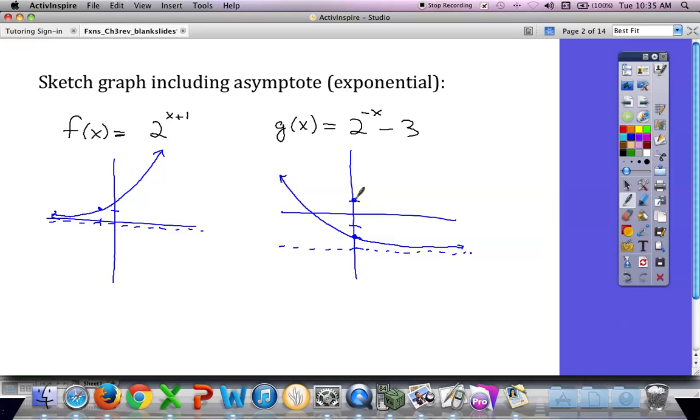It's always 1. Just think, on the y-axis, x equals 0. If I put in x equals 0 here, then without the -3, it would have been 2 to the 0, which is 1. Substitute x is 0 and solve. And then, because of the -3, 1 minus 3 is -2.